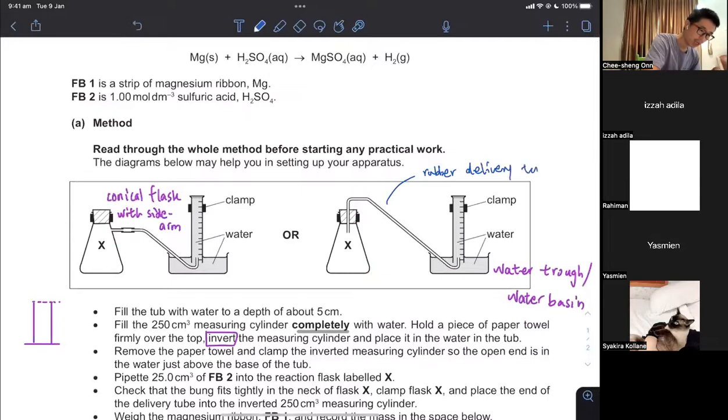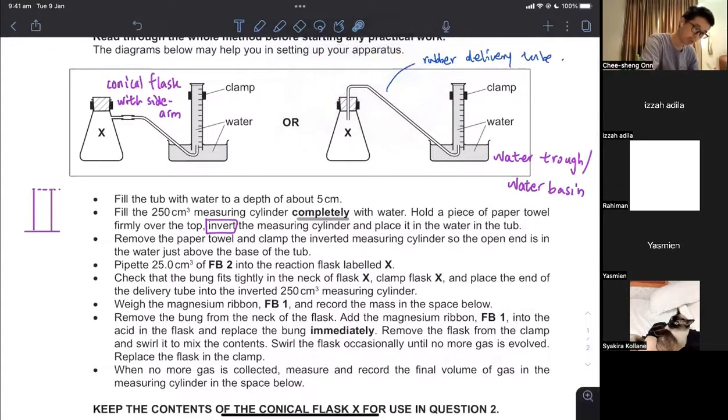So like I said, you invert your measuring cylinder, don't let go, hold it tight with the palm of your hand. You see the instruction, they say fill it up completely with water and then hold a piece of paper towel firmly over the top. If you are doing this for the first time in the exam, it might seem a bit scary. And the more you do it, the more you spill the water, the more you get nervous and you won't be able to complete the exam later on.